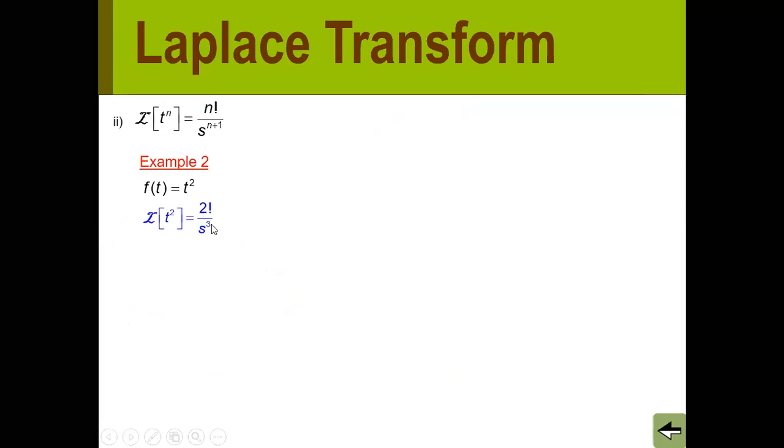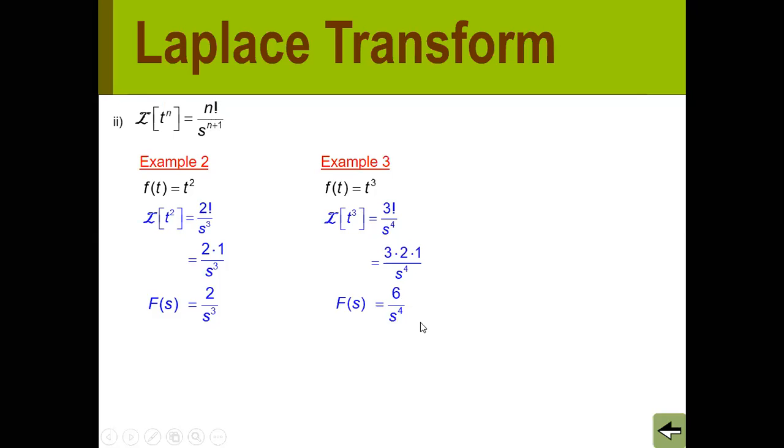So Laplace of t squared, you get 2 factorial over S to the power of 3, that is 2 times 1 over S to the power of 3. If f(t) equal to t cubed, then Laplace of t cubed is, substitute n, 3 factorial over S to the power of 3 plus 1, which is 4. So 3 factorial over S power of 4, and you get 6 over S power of 4.